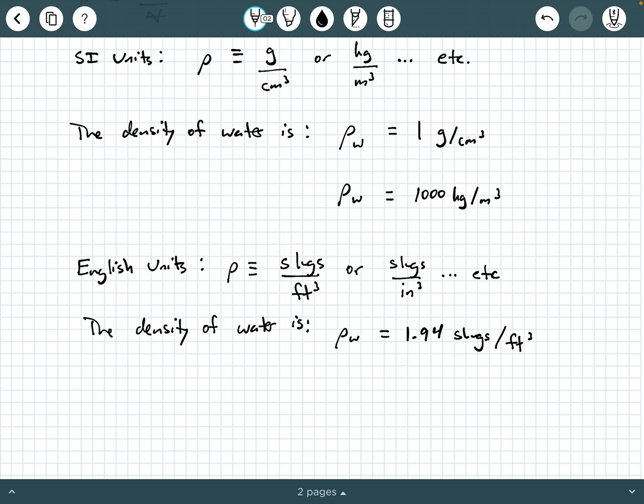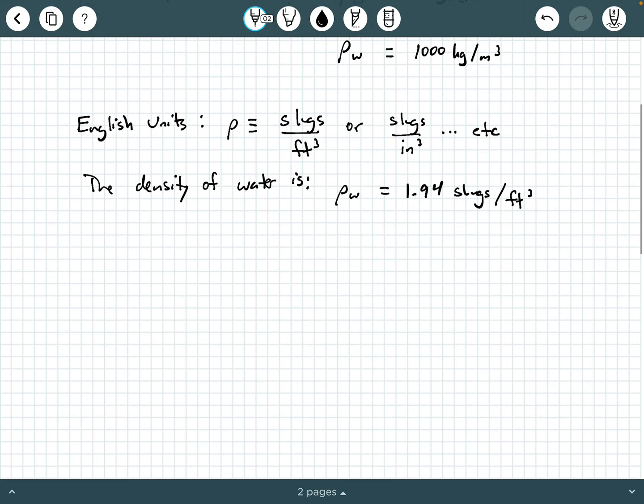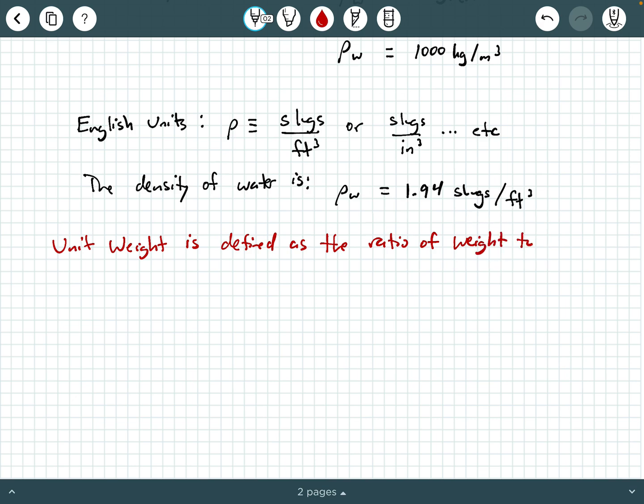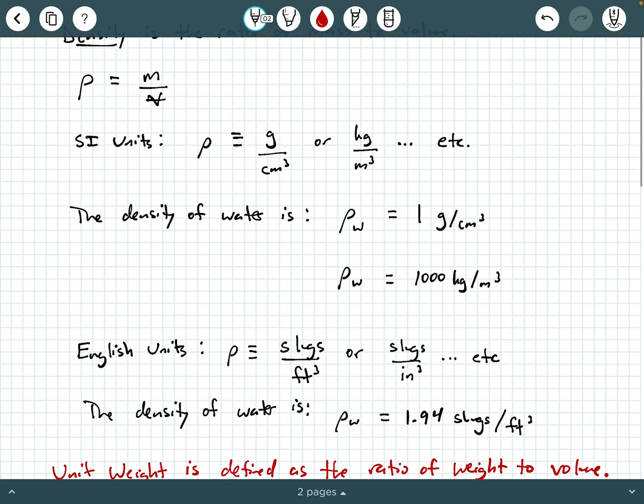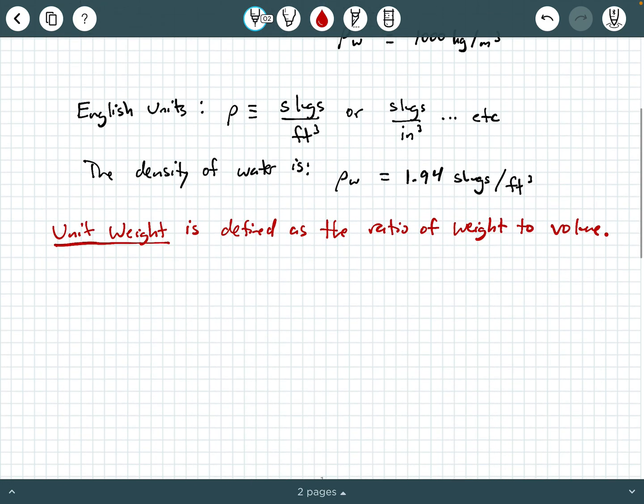Now, let's talk about unit weight. What is unit weight? Unit weight is defined as the ratio of weight to volume. Okay, so instead of mass per unit volume, we have weight per unit volume. Okay, so let's follow the same process we saw with density, but with unit weight, we use the Greek letter gamma. And again, it's a weight per unit volume.